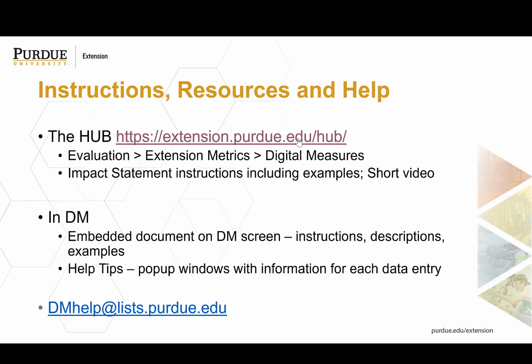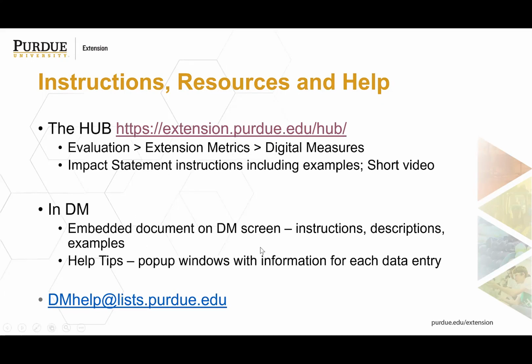Once you are in digital measures, remember that the instructions are also made available at the top of the screen, and they're embedded in the help tips. If you click on that question mark, there's help tips there for writing your impact statement. Anytime you have a question, please write bmhelp@list.purdue.edu when you send an email for help on what you're needing for your impact statement and your success story.